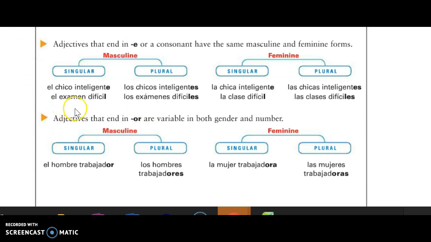And I just want to go back to this difícil. I think I was inconsistent in my pronunciation of this. So just to recap, it was difícil, difíciles, difícil, difíciles. So the accent is on the second I.